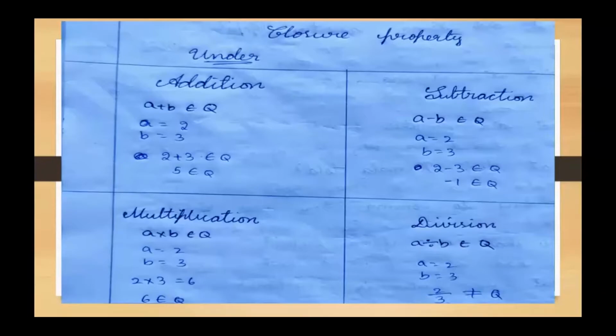Multiplication: a into b belongs to Q. a is equal to 2, b is equal to 3. 2 into 3 is equal to 6. 6 is a rational number. Division: a divided by b belongs to rational numbers? a is 2, b is 3. 2 by 3 is not a rational number.